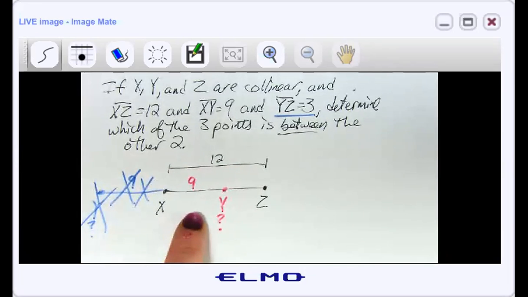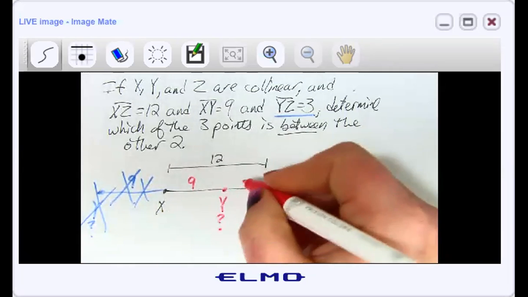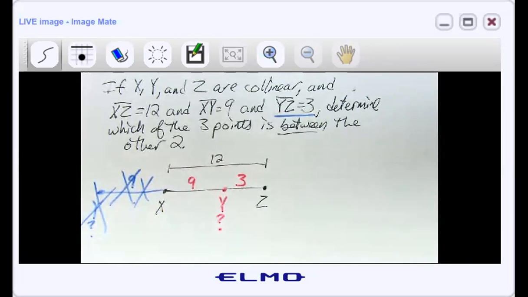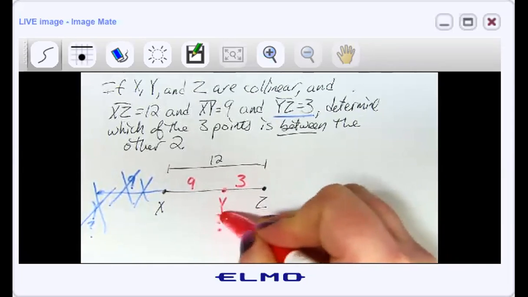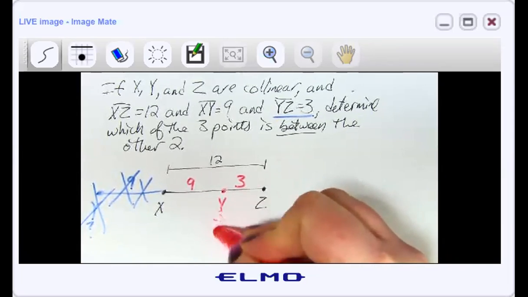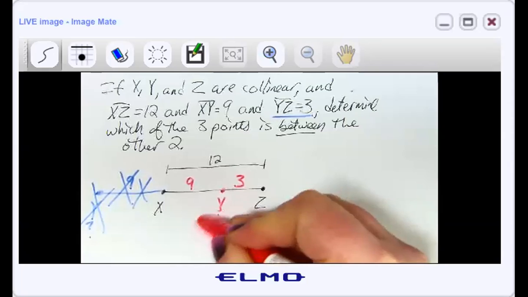It must be here where the red is. And then you can see, yes, it fits. If this is 9 and the whole thing's 12, then that would absolutely leave YZ to be 3. That works out. So I'm going to get rid of the question mark here because now I know it's definitely there. Does that make sense?